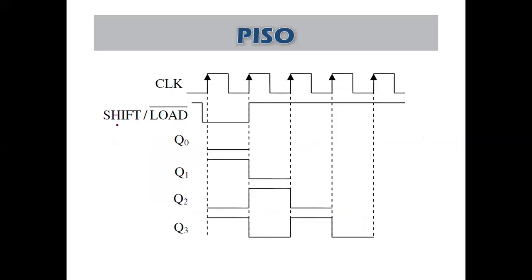So first, initially what happened? This is made 0 so that the load will be equal to 1. I am doing the parallel loading. And what is the output? The output I got here, on the output side of the last flip-flop, is 0, 1, 0, 1. So one by one, the bits started to shift out serially, but all the bits were loaded in parallel.